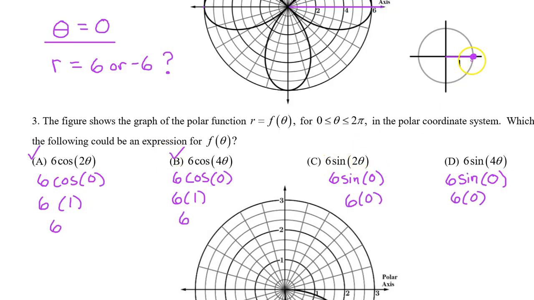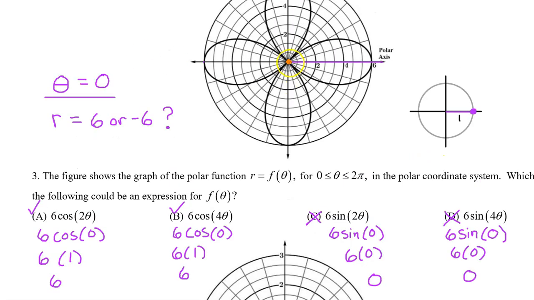Sine is the y value on the unit circle, so the sine at 0 radians is 0. That gives us 6 times 0 for C and D, which is 0. That is not one of the R values we were looking for, so C and D are out.